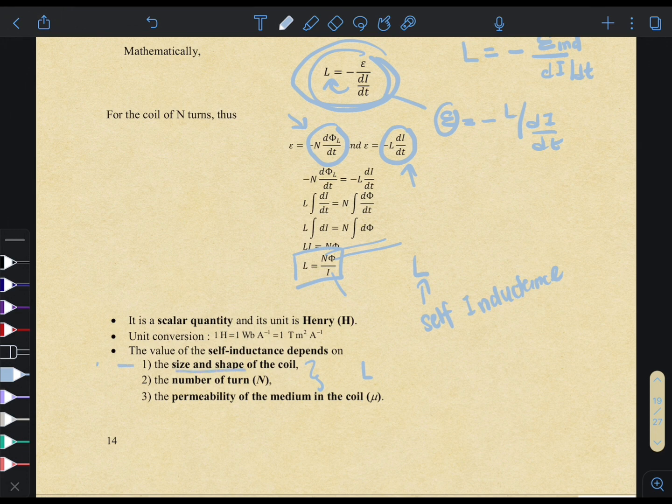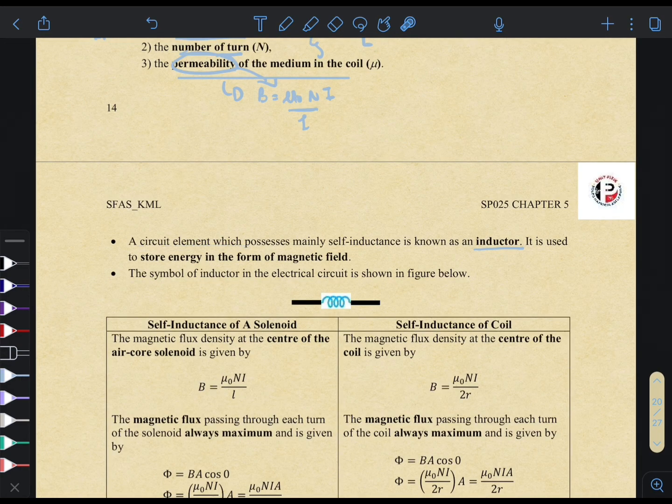Size and shape, this leads to your area, number of turns, and also the permeability of the medium in the coil, your mu here. A circuit element which possesses mainly self-inductance is known as an inductor. It is used to store energy in the form of magnetic field.